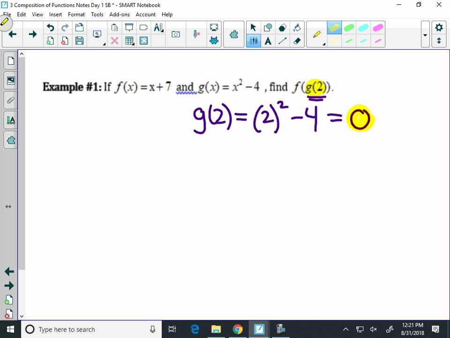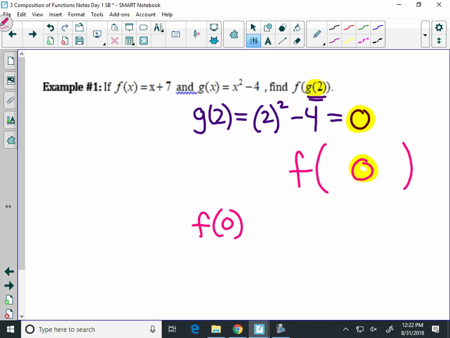Now, you're going to take that g of 2. That 0 is equal to what's highlighted up here, g of 2. Where do you think I put that 0 now? I found g of 2. Remember, I was finding f of g of 2. Well, I just found that g of 2 equals 0. So I'm going to put the 0 into the function of f. So we need to find f of 0. So you take the output from the first function and make it the input for the second function. So f of 0 will give me 0 plus 7, which gives me 7. 7 is your final answer.